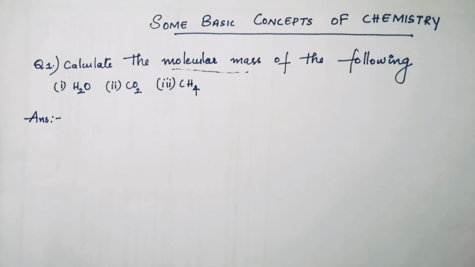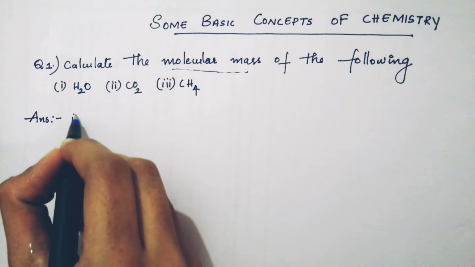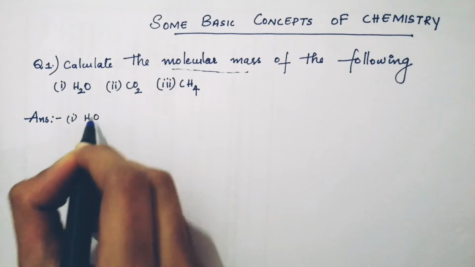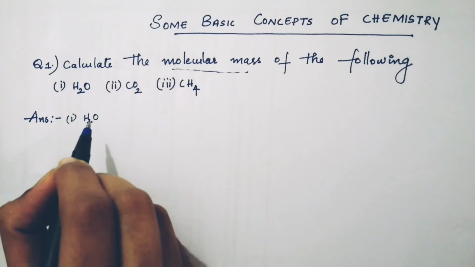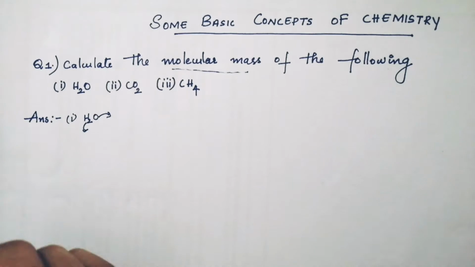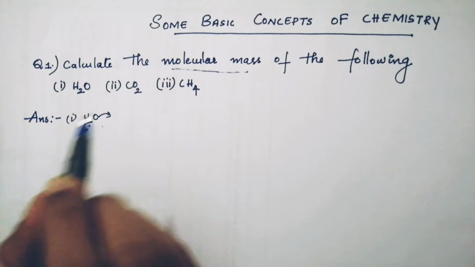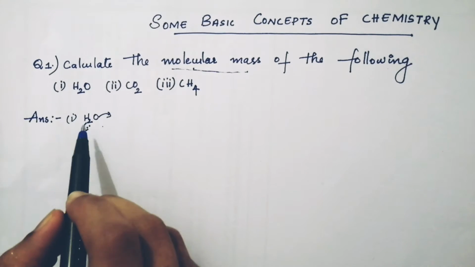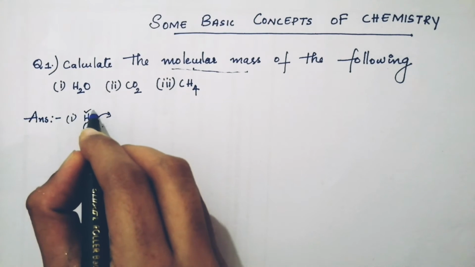So the first concept that we should be aware of is molecular mass. So what is this molecular mass? Molecular mass is the sum of atomic masses of each element present in the molecule. For example, for us we have the first question as H2O. As I said, molecular mass is the sum of atomic masses of each element. Here we have two elements, hydrogen and oxygen. So the molecular mass is the sum of the atomic masses of both hydrogen and oxygen.